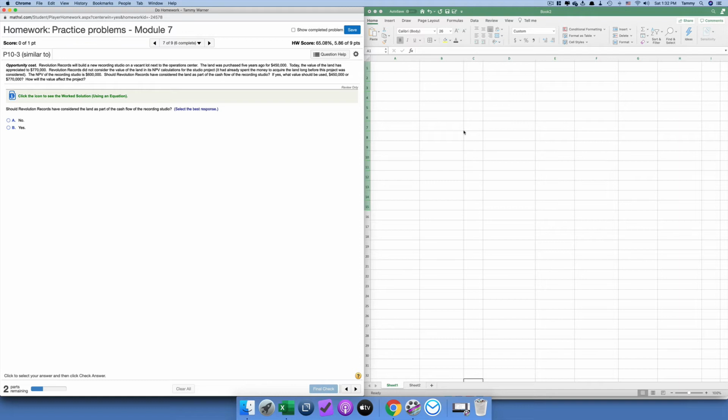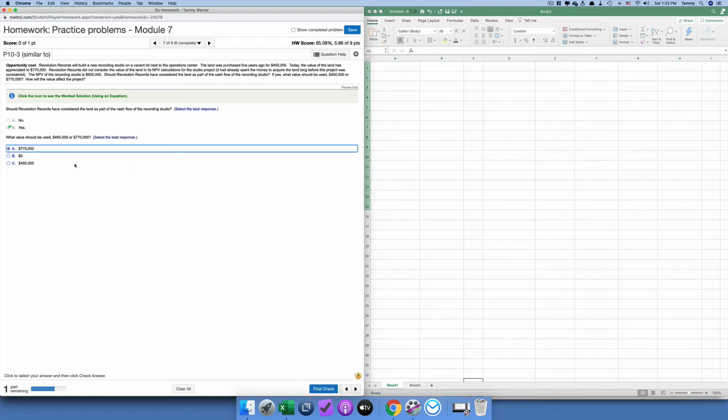So should they have considered the land as part of the cash flow of the recording studio? Absolutely. Yes. And what value should be used? What should be used is that 770, because that's today's value. That's what they could sell that land for.